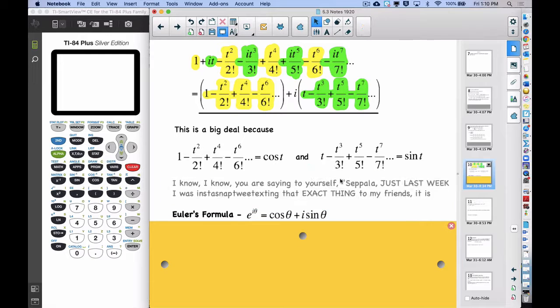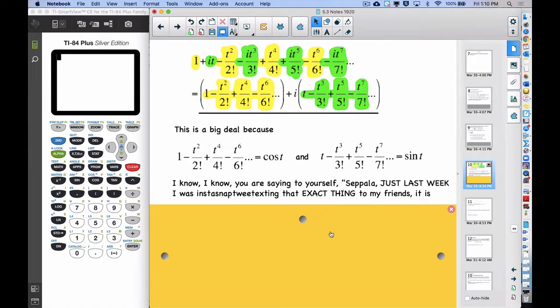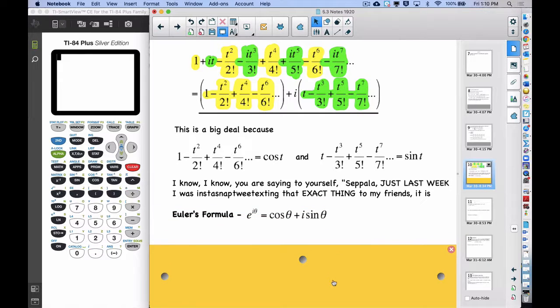And I know what you're saying. Sepala, just last week I was Insta-snap tweet texting that exact thing to my friends, and that is Euler's formula. And you were correct. If we have e to the i theta, or what we've been working with, e to the i times x from that second piece of the complex root, we can actually substitute, instead of e to the i theta, cosine theta plus i sine theta.